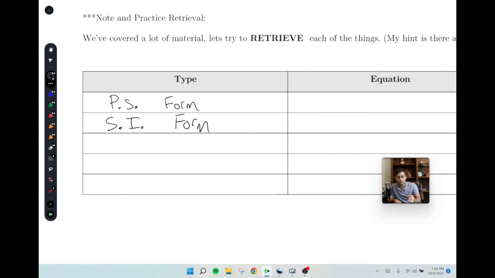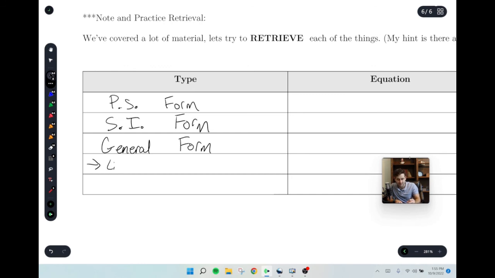What else did we talk about? We're talking about general form. Can you retrieve the equation without even looking? And then the 2 other things that I really wanted to mention, that's why there's 5 things and not just 3, is line from slope and point, and then the second thing is line from point and point.